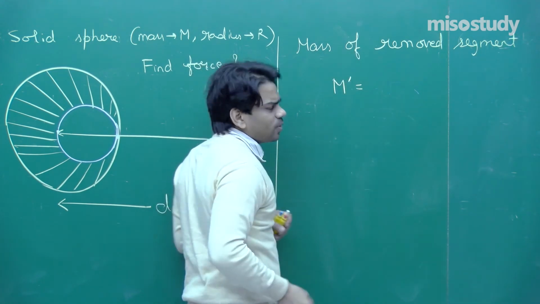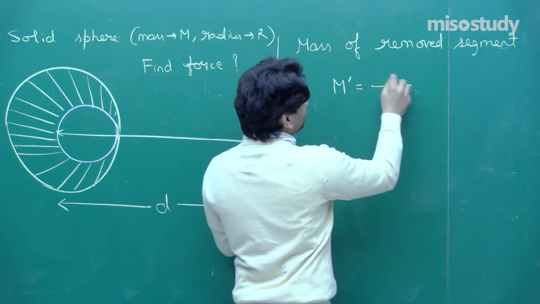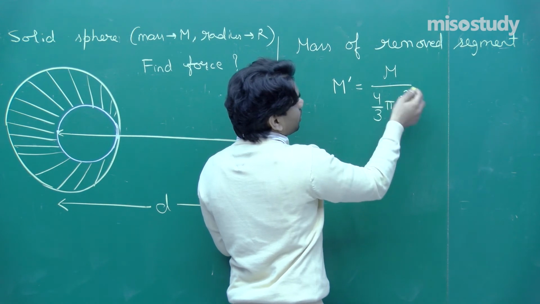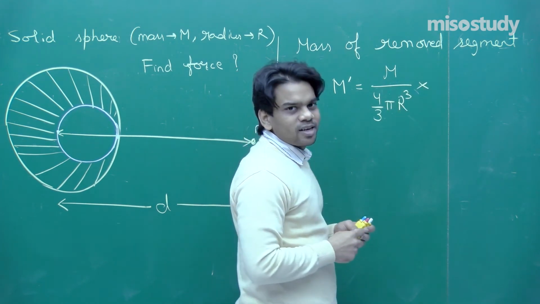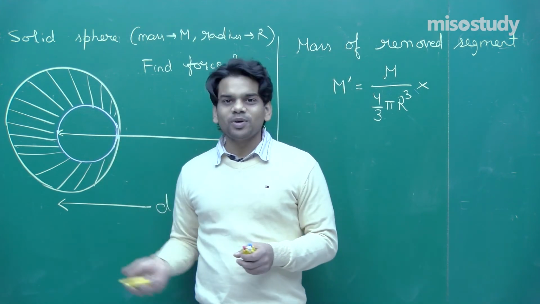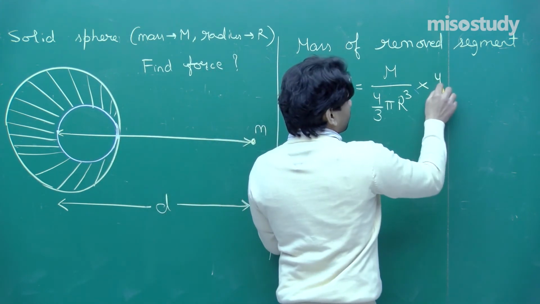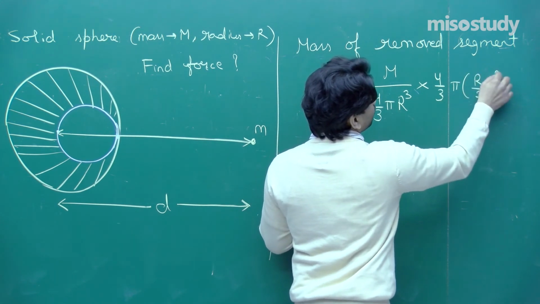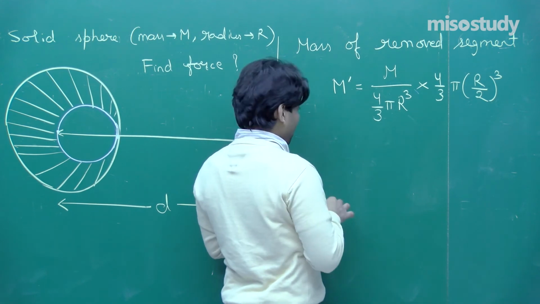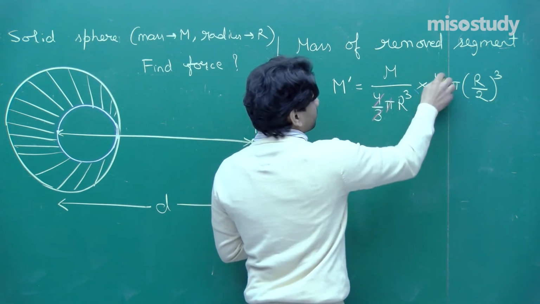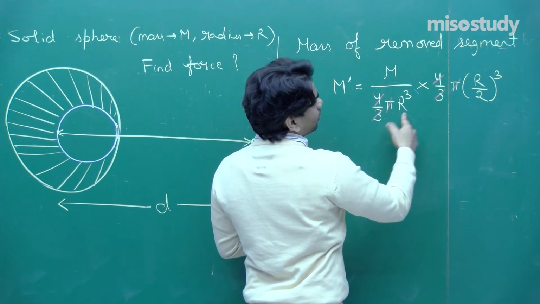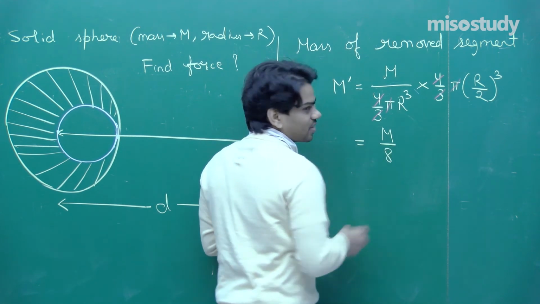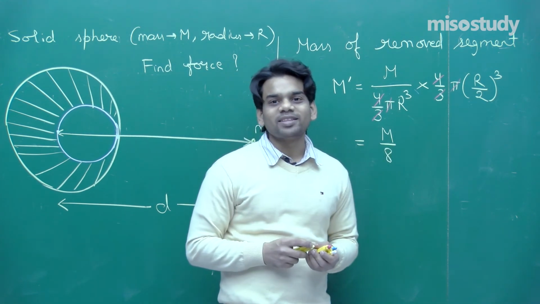M dash will be equal to total mass per unit volume, 4 by 3 pi r cube, multiplied by the volume of the removed segment. Now its radius will be r by 2, that's quite obvious. So 4 by 3 pi r by 2 whole cube. 4 by 3 pi will be cancelled out, and r cube and r cube will be cancelled out. You will be left with m by 8. This is the mass of the removed segment.